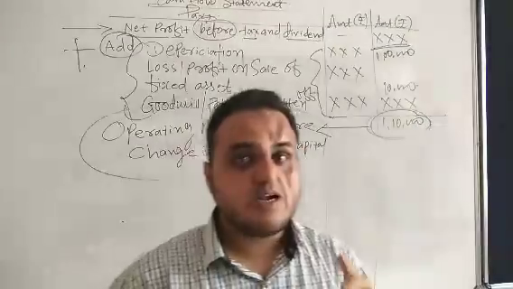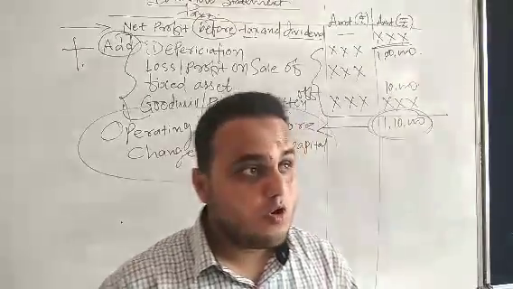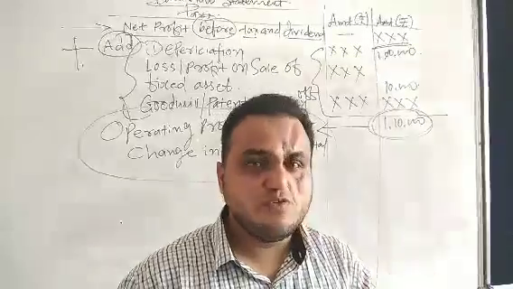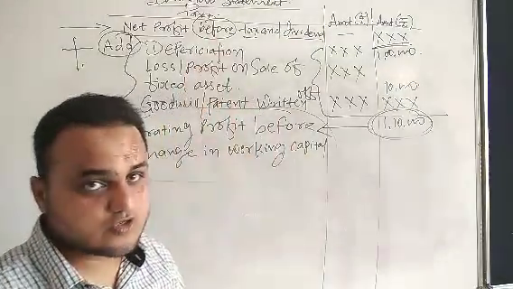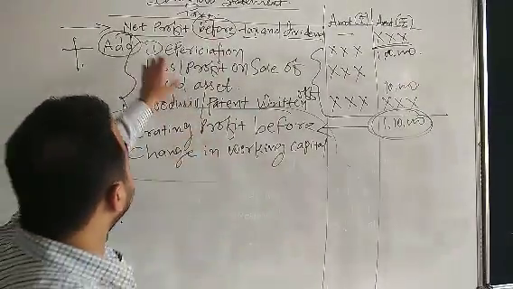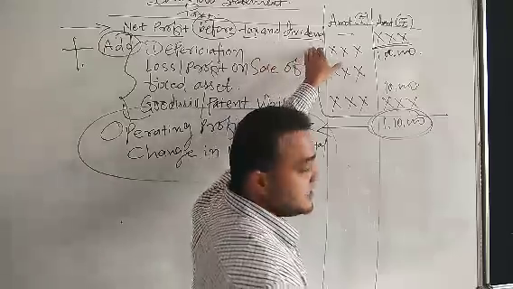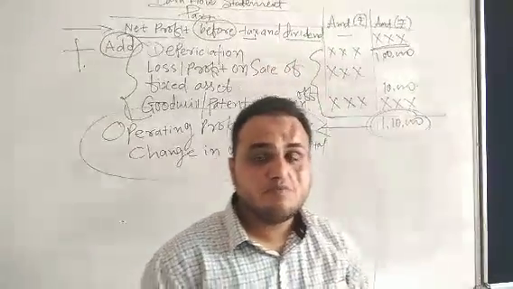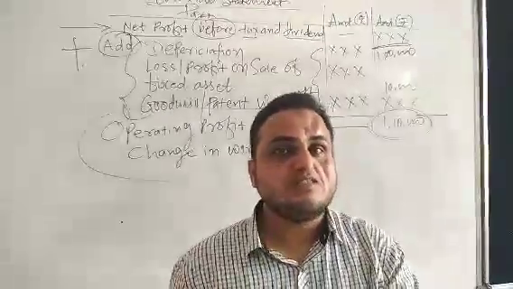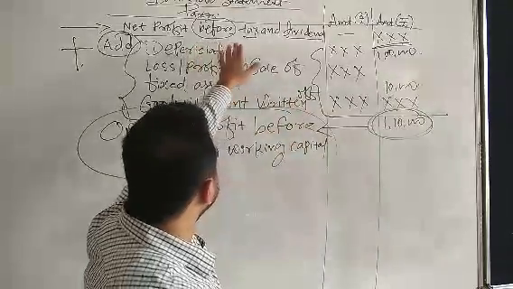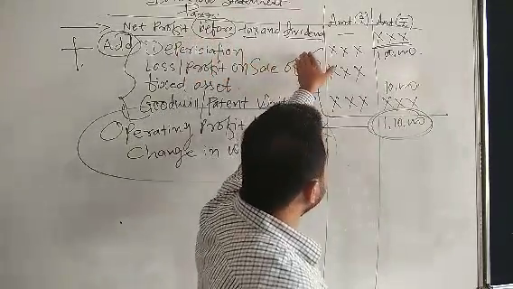Now students, the format remains the same in all the sums, only numbers will change and only a few items will be changed. So this is the format in front of you. The sum will always start from net profit before tax and dividend. Now what is net profit before tax and dividend? I will definitely explain when the sum will start. But this is the beginning of the sum, net profit before tax and dividend.